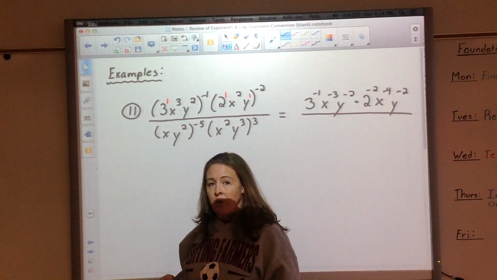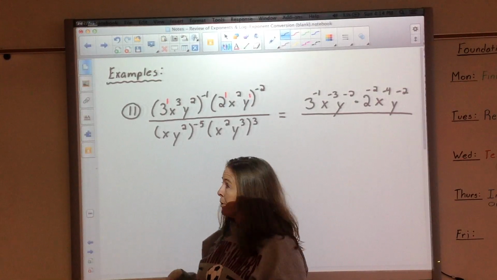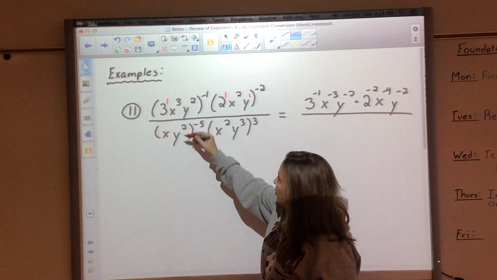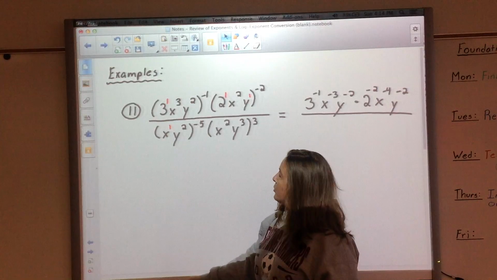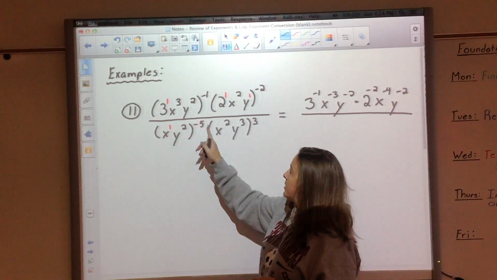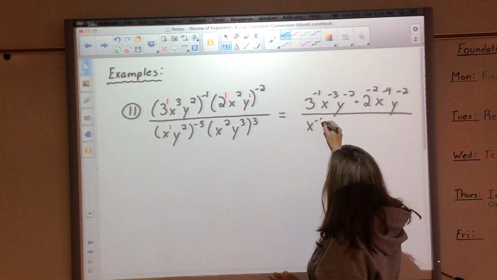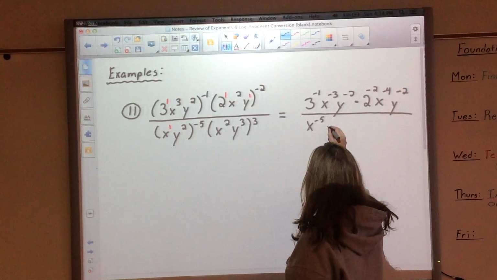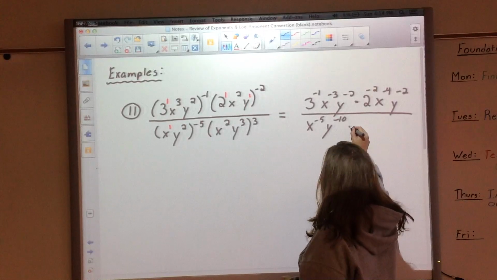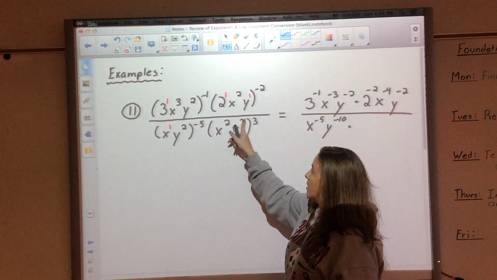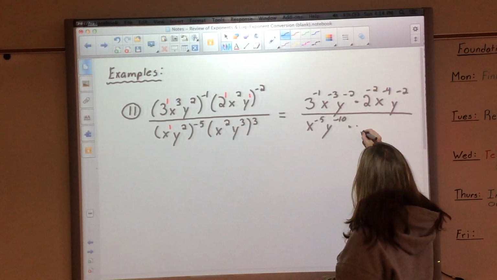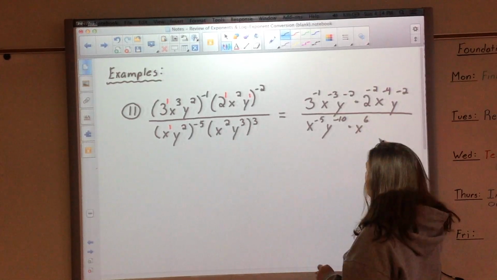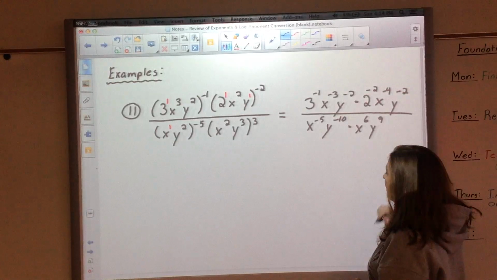Now we're going to do the denominator in the same way, then we'll see what will simplify. Okay, first parentheses. We have an understood 1 here. So we have x to the 1 times negative 5 is negative 5. Then y to the negative 10 times x to the positive 6 and y to the positive 9. Remember, we're multiplying, not adding.